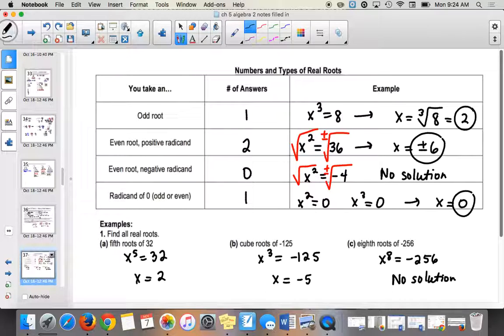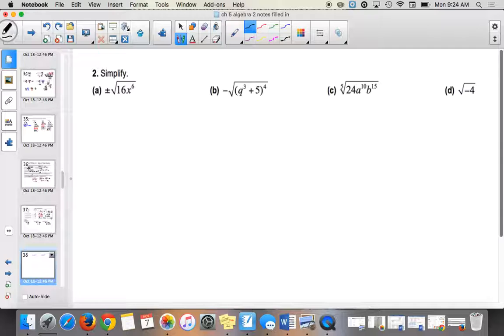All right, so we're kind of working towards where we're going to have variables. Okay, so it says simplify. So what if I have plus or minus the square root of 16x to the 6th? So the square root of 16 is 4. What about the square root of x to the 6th? What do you think? What times itself makes x to the 6th? X to the 3rd. So we have plus or minus 4x to the 3rd.